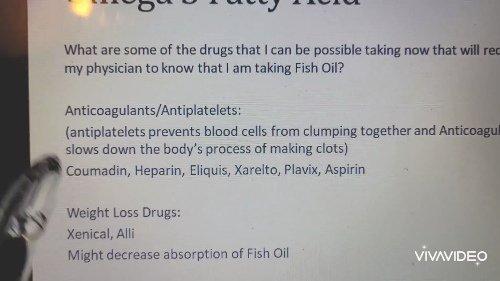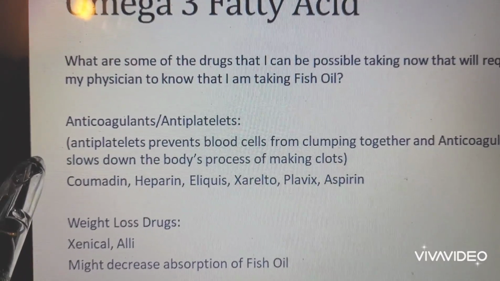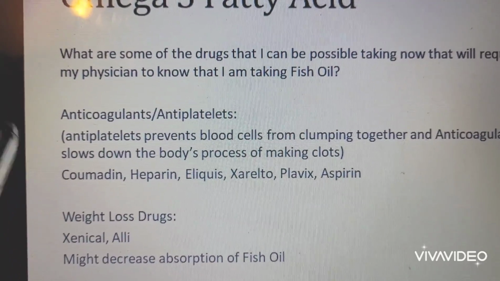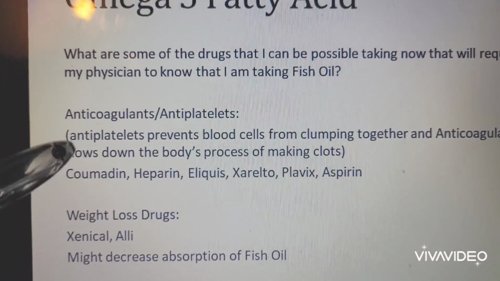All right. So if you're taking any blood thinners, do not take fish oil unless you run it by your doctor. Run it, and if they say it's okay, then fine. But I'm just giving you what it does.